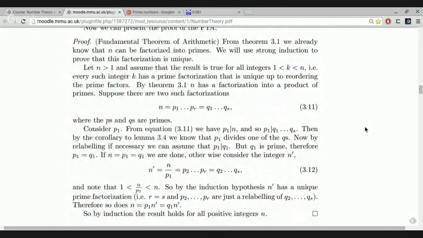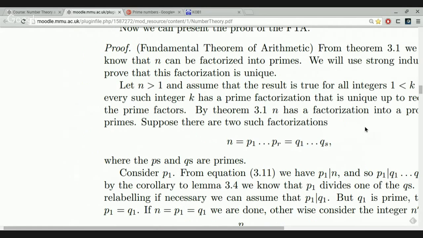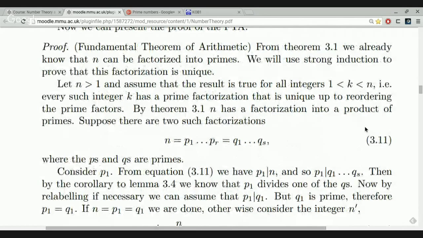But we just hit it straight away with the lemma. We can tell from looking at this equation, 3.11, that P1 divides n. Here's P1 as one of the factors of n. So P1 divides n, and straight away we know P1 divides the product of all the Q's. We just apply the lemma to that. This prime number P1 divides the product of all the Q's, therefore it must divide at least one of the Q's. That's what the lemma we just proved said.